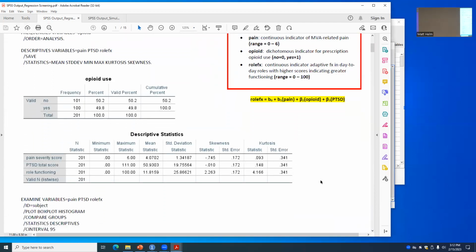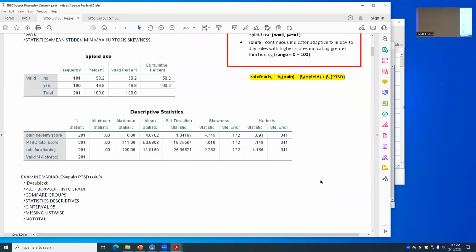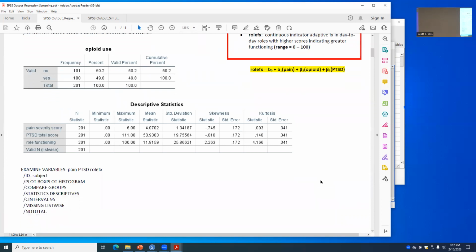All right. So any concerns with our descriptives here? What do you think, Jalen? Role functioning has a really high kurtosis number. Yeah. I don't enjoy that. What's maybe even more problematic than kurtosis?